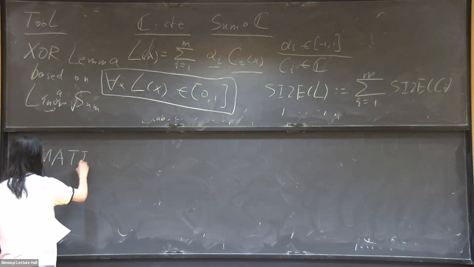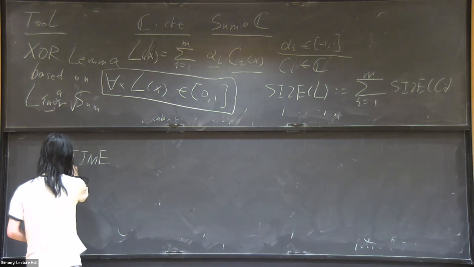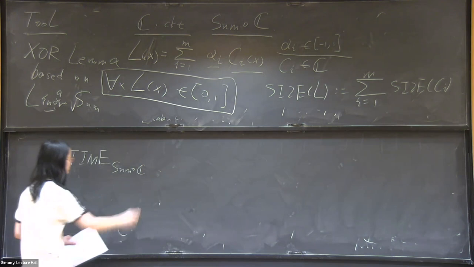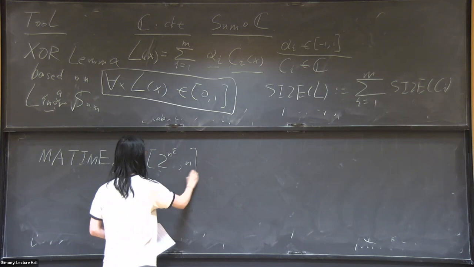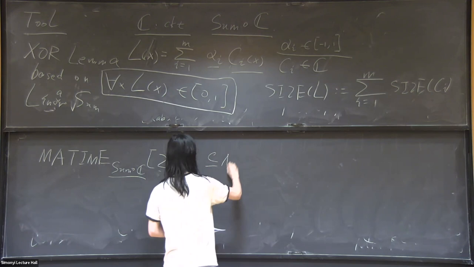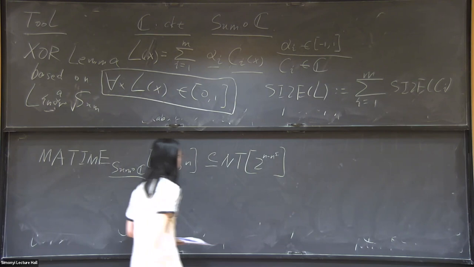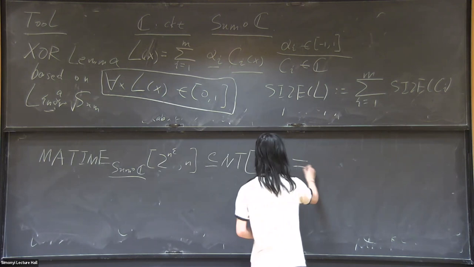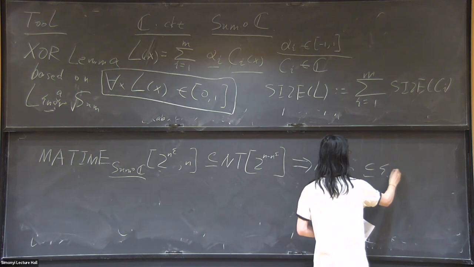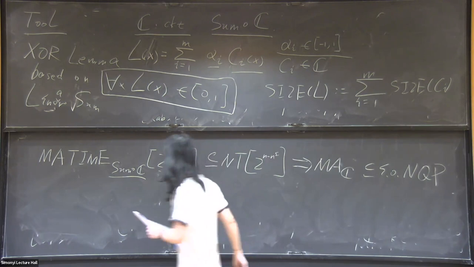What we're really going to prove is that if MA time with sum of C verifier is in, okay, I'll explain what this even means here, because it's not Boolean, has a non-trivial dimension, then this implies MAC is in infinitely often entropy. Okay, what do I mean here?